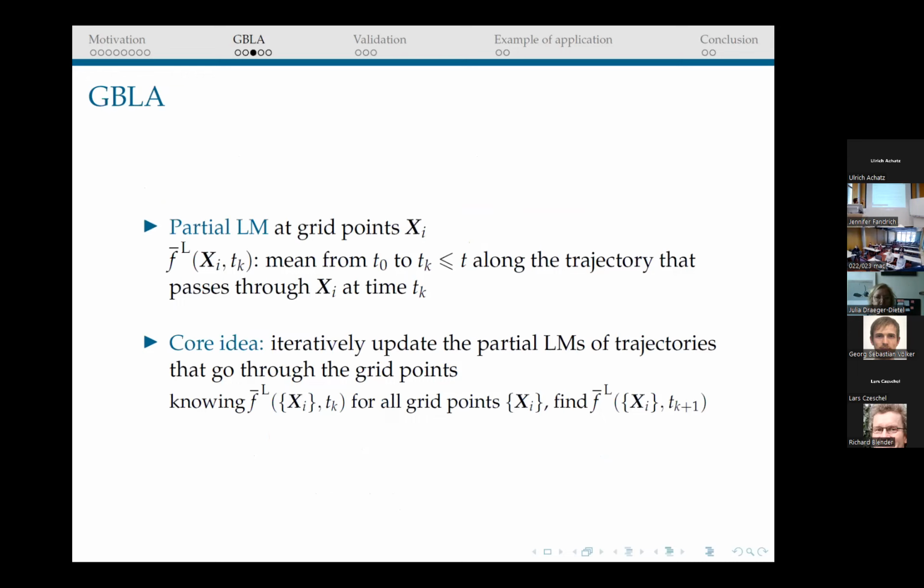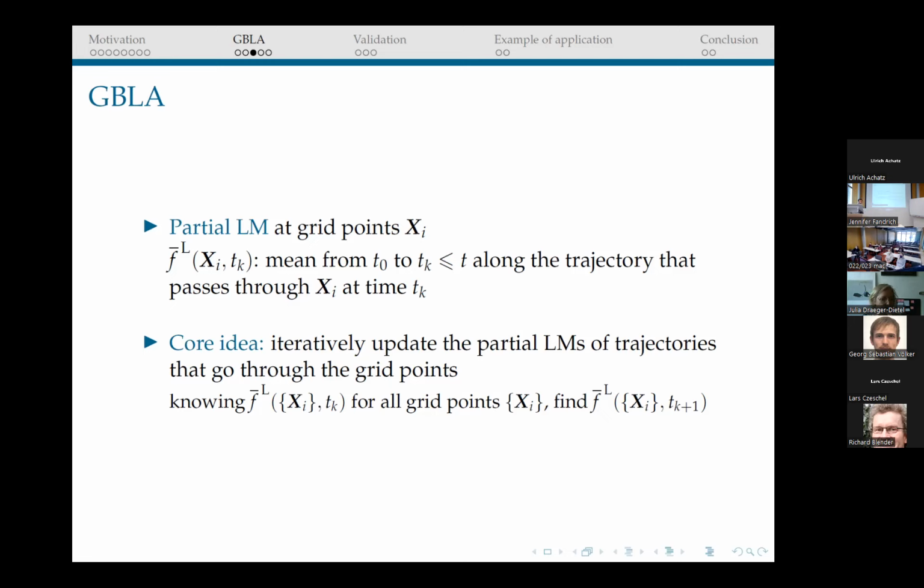So my grid-based Lagrangian averaging, which I refer to as GBLA, is centered around the idea of partial Lagrangian means, which are basically Lagrangian means up to a point, let's say tk in time, which is somewhere within my averaging interval. So it's not through all the interval, it's just up to point tk at my grid points. Again, at the moment I'm using the label at time tk and point xi, which is the end position of the particle during that interval.